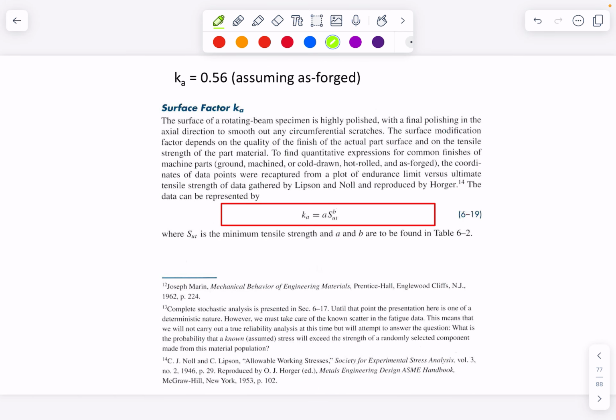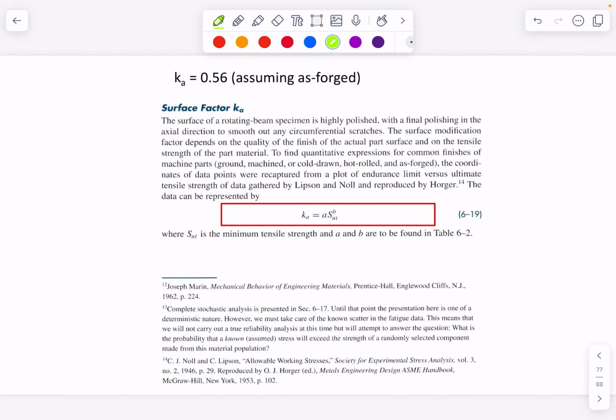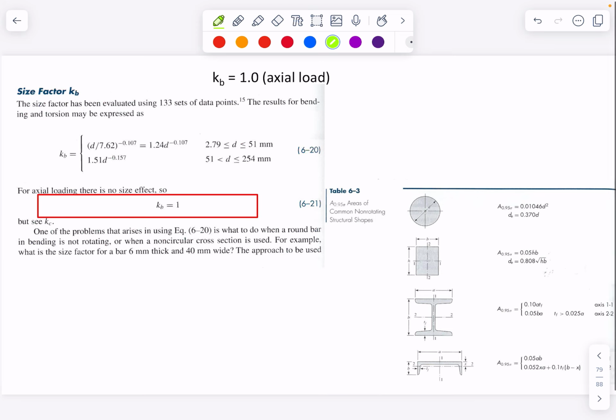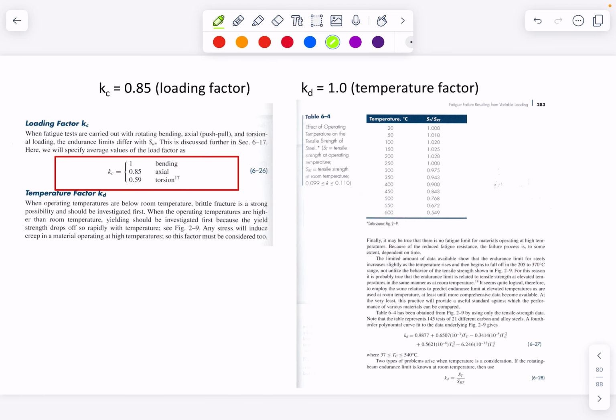So I'll go through those. Surface factor, there's this equation where you put in parameters. There's your A and your B to give you this number of 0.56. You just work through, these are all straight out of Boundy. It's an axial load, so that tells us there's no size effect, so KB equals 1. There's some charts there. Table 6.3 helps you pick those numbers.